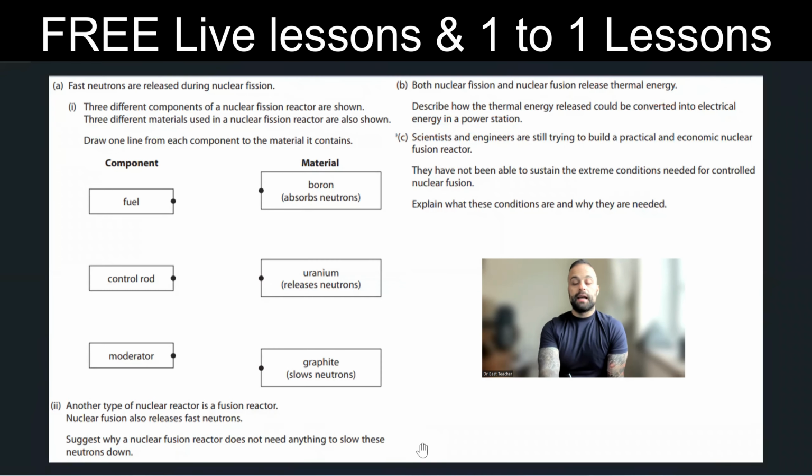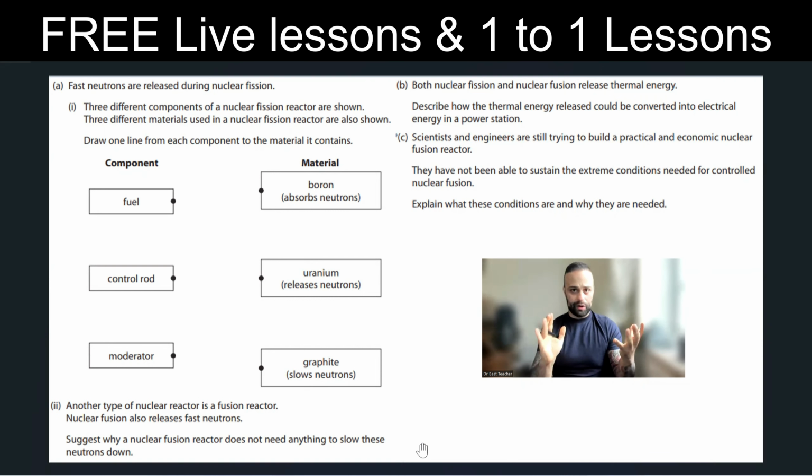Scientists and engineers are still trying to build a practical and economic nuclear fusion reactor. What they mean by economic is, actually, they've done it recently. They already created an economic one, but only for about 105 seconds. The energy they put in, they got more energy out than they actually put in. This was the tricky part, and they've done it for 105 seconds. I believe it was China and a few other countries. But they're not updating the GCSE syllabus, so this is not the new thing.